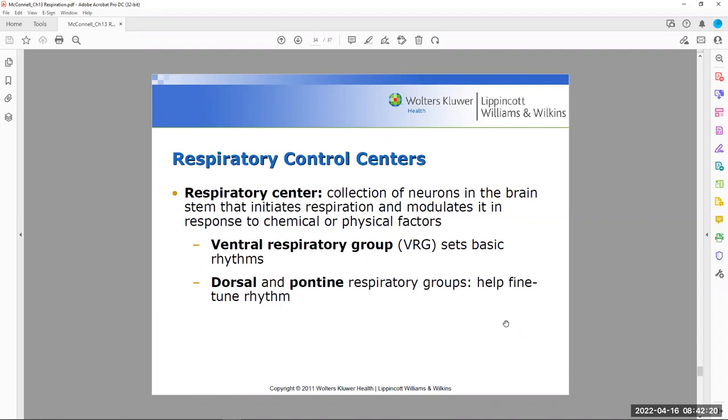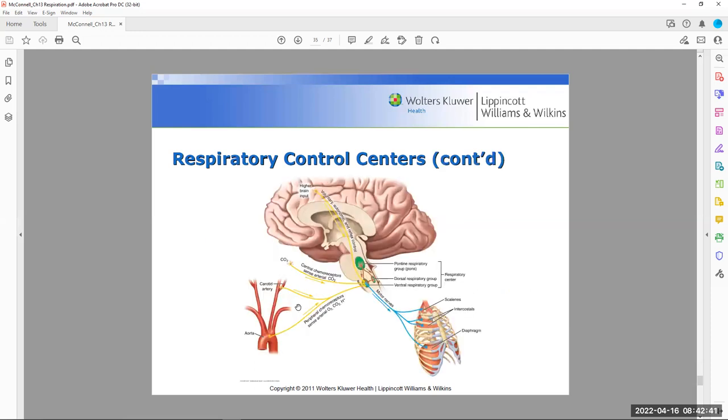The respiratory control center is located in your brainstem. You have a collection of neurons in the brainstem that initiates respiration and modulates it in response to chemical factors. You have the ventral respiratory group and the dorsal and pontine respiratory groups within the brainstem, and these fine tune it. So do remember, right here you have your brainstem, that portion there, and these are responsible for keeping that rhythm going.